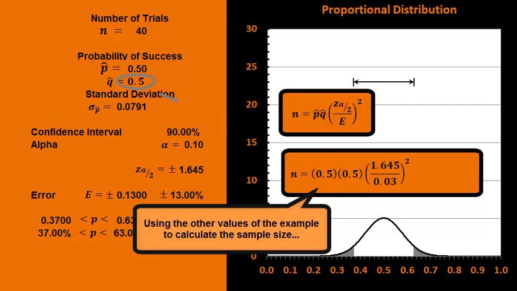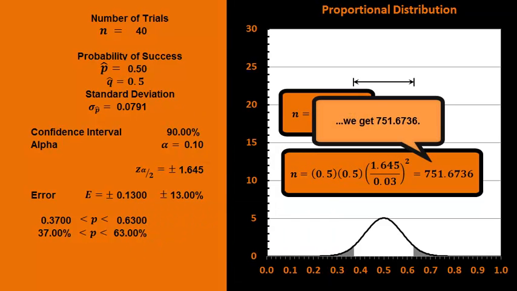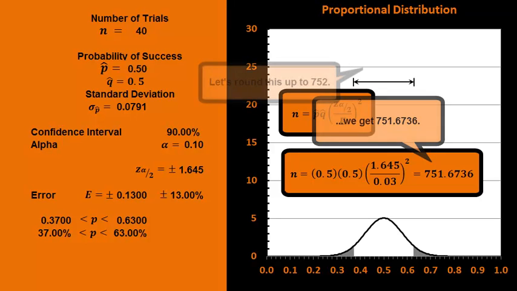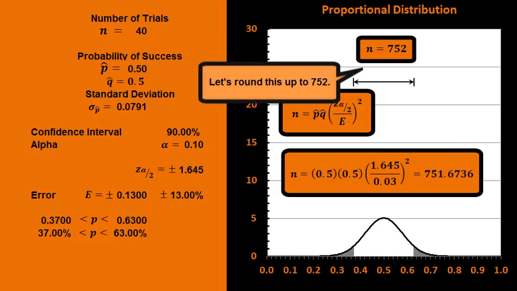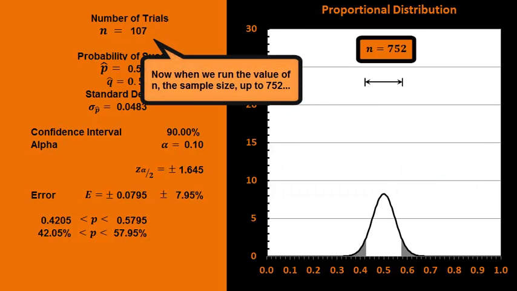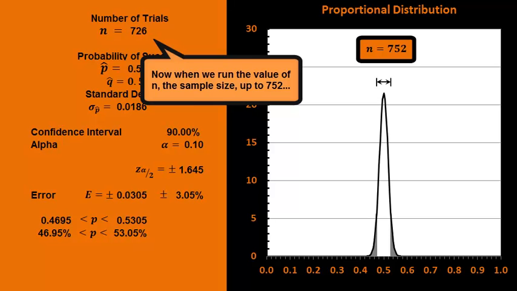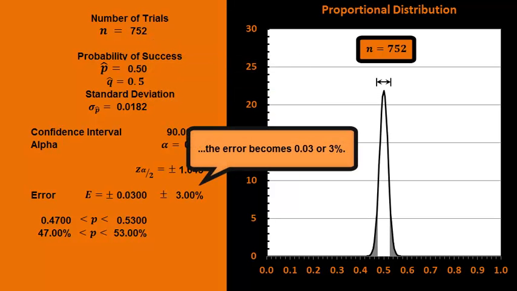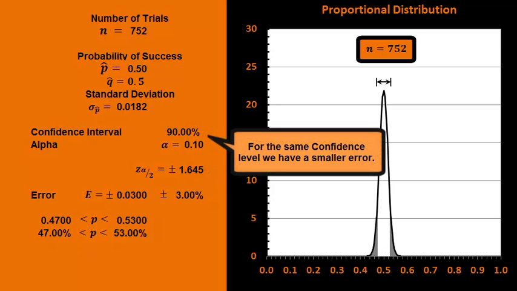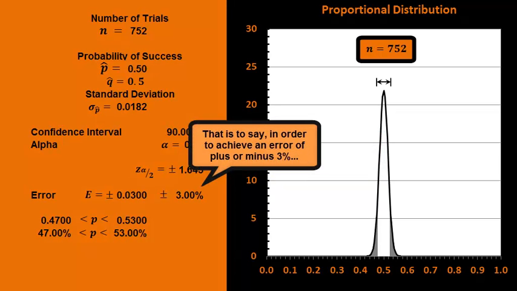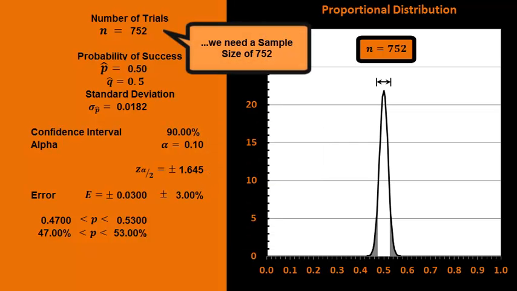Using the other values of the example to calculate the sample size, we get 751.6736. Let's round this up to 752. Now, when we run the value of n, the sample size, up to 752, the error becomes 0.03, or 3%. For the same confidence level, we have a smaller error. That is to say, in order to achieve an error of plus or minus 3%, we need a sample size of 752.